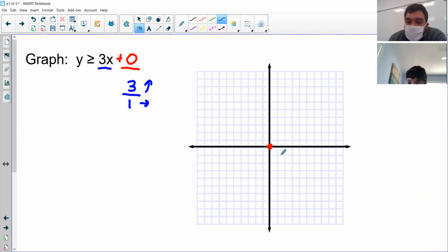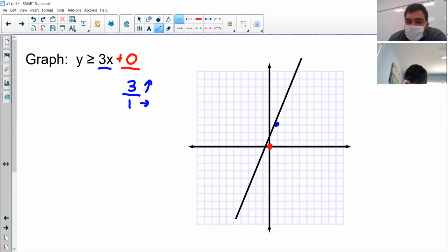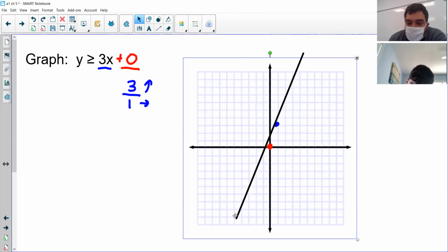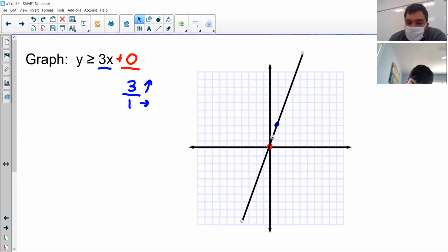So it's up 3 from the origin. Oh wait, but here we can't use 0, 0 because of zeros. Good. So let me at least finish this graphic. And it's going to be a solid line because it's y greater than or equal to.